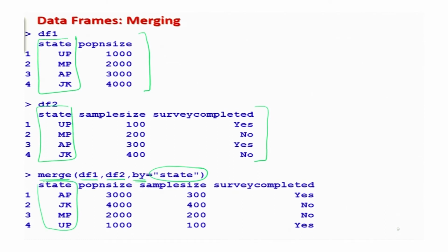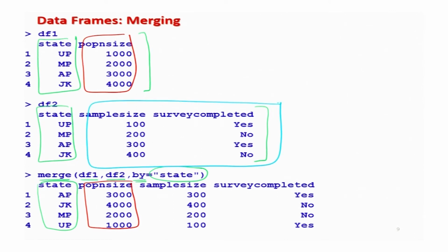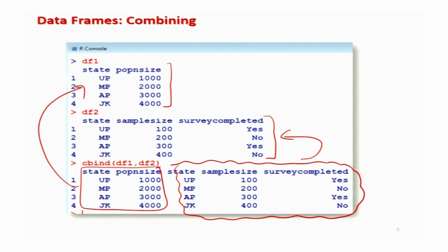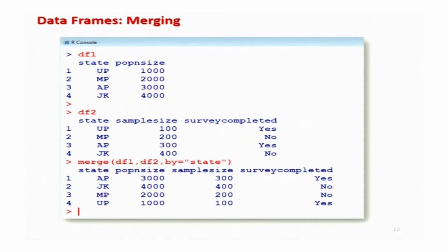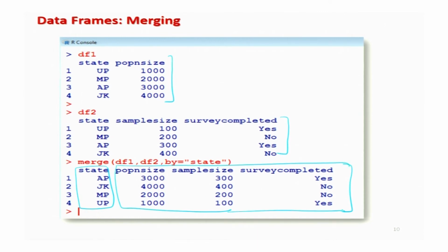Now, you will see what happens here. State is coming only once, and then the population size which is in df1 is coming here, and then whatever is the sample size and the outcome of the survey, whether the survey was completed or not, is coming here. So you can see how the merging has been done, whereas in the other case, the state was getting repeated in both the data frames. So this is the advantage. If you look at it on the console also, it looks like this. This is your df1, this is your df2, and this is the outcome of the merge command, where state appears only once, and after that are the columns of df1 and df2 which are not common, right.